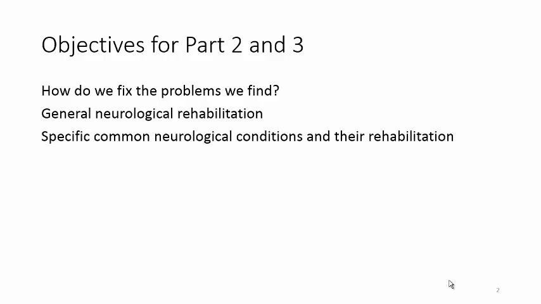So in the first part, we went over neurological anatomy and how we find our lesions. And in these next two parts, we are going to try to figure out how we fix the problems that we find, and some general neurological rehabilitation principles, as well as we'll go over some specific common neurological conditions and their rehabilitation.